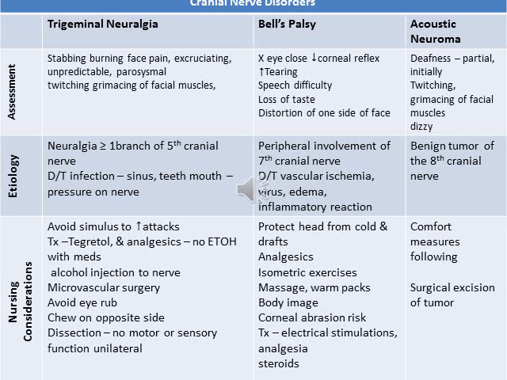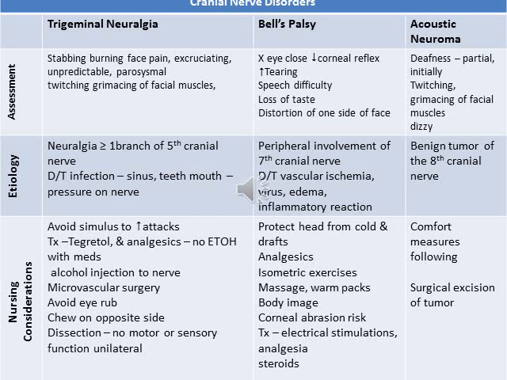Let's talk about the different cranial nerve disorders that are around: trigeminal neuralgia, Bell's palsy, and acoustic neuroma. Trigeminal neuralgia, they will talk of a burning face pain, that's excruciating, unpredictable, paroxysmal, with twitching and grimacing of facial muscles. Bell's palsy is definitely on one side.